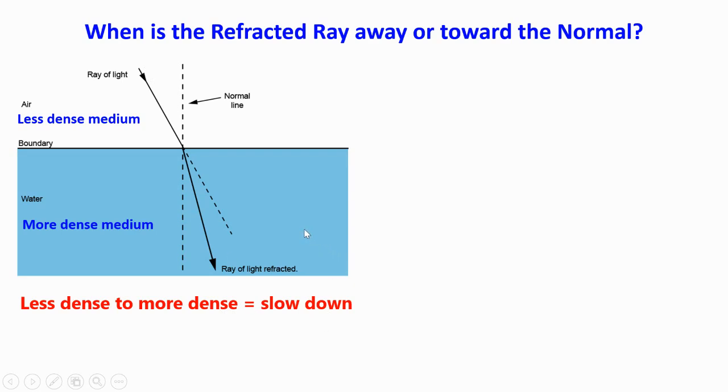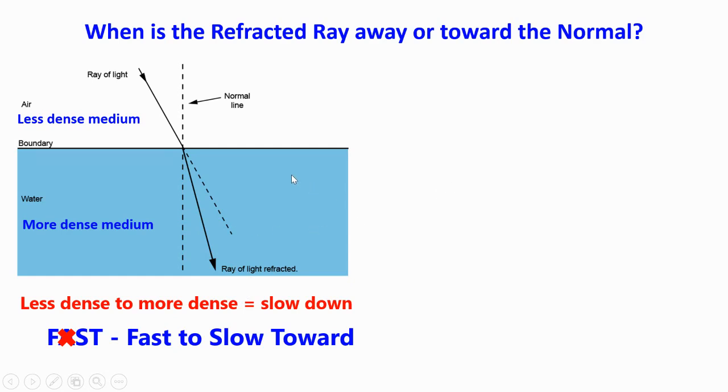One acronym to remember this is FAST, but you are not going to include the A: FST. So fast to slow, toward. Coming from fast to slow, the refracted ray is going to be toward the normal.